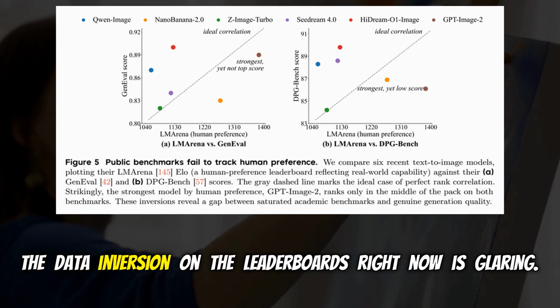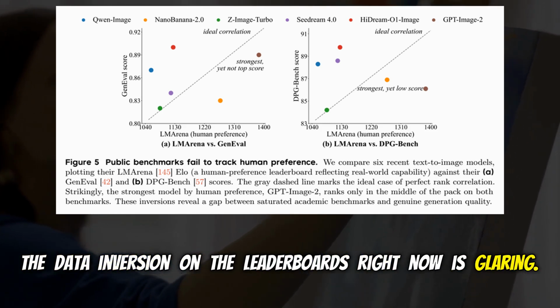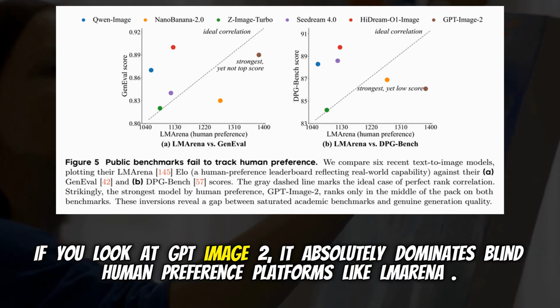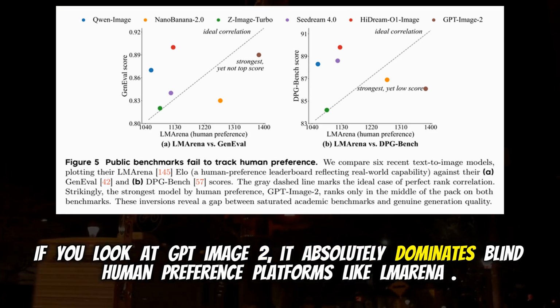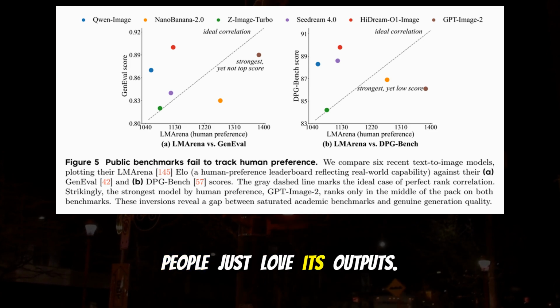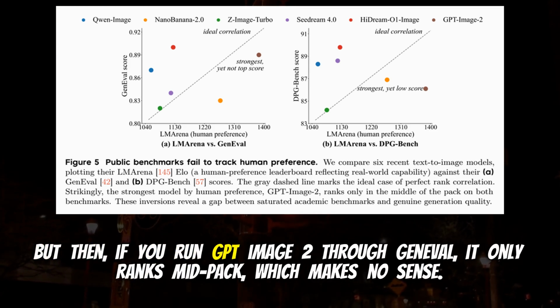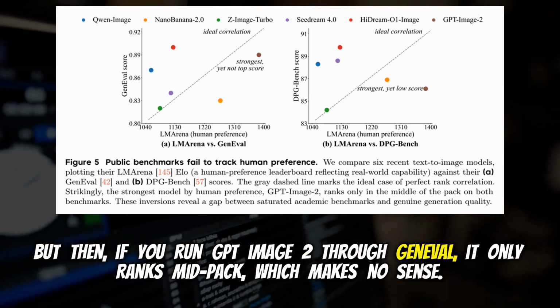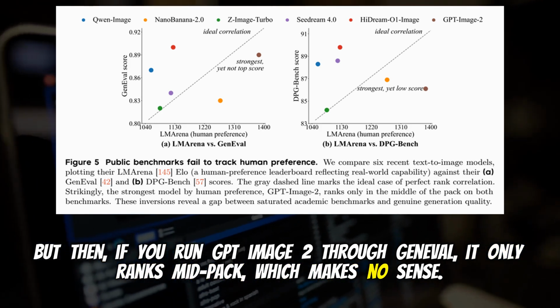Yeah, the data inversion on the leaderboards right now is glaring. If you look at GPT-Image-2, it absolutely dominates blind human preference platforms like El Marina. Right, people just love its outputs. But then if you run GPT-Image-2 through Jan-Eval, it only ranks mid-pack. Which makes no sense.